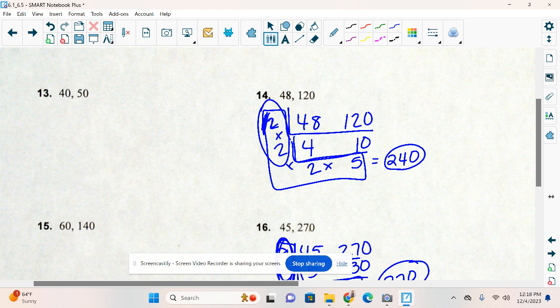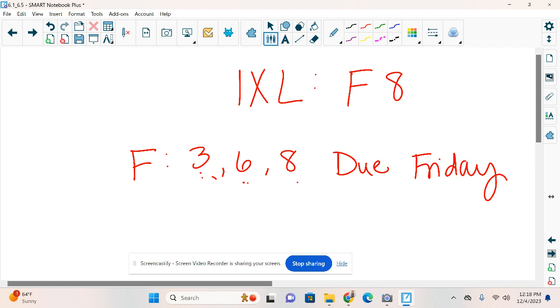All right. So what we're going to do now is you're going to work on IXL F8. That's talking about your LCM. You can use the listing method or the slide method. Okay. I would use the back of your notes because it is blank, so there's a scratch work area for you to use. This is the only IXL we're going to do this week. Okay, so F3, 6, and 8 are due on Friday. So you need to have those done by Friday.